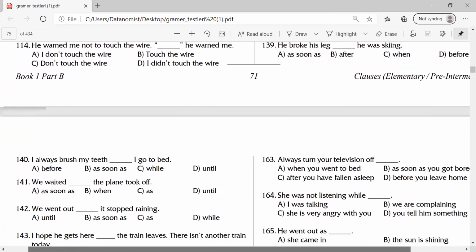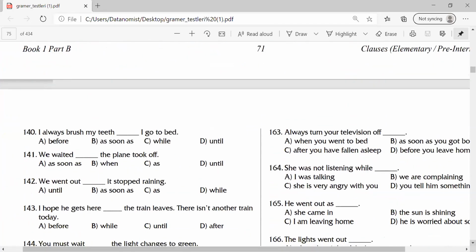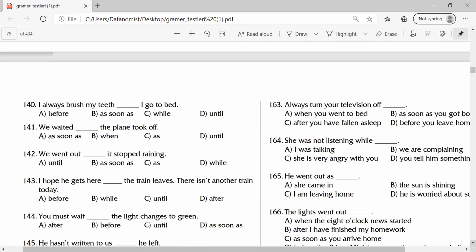See, this fellow is asking you to choose the right connective so that it becomes a complex sentence. That is one way of testing your complex sentence. All these are collected from different competitive exams, guys. Okay, try 140, 141, 142.